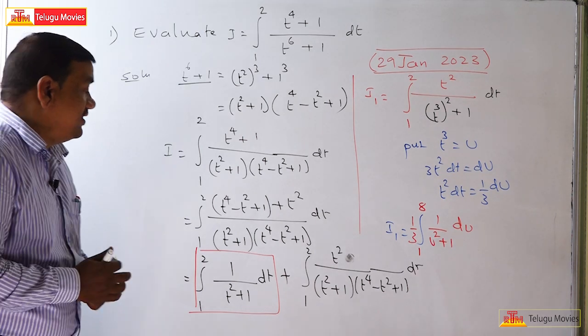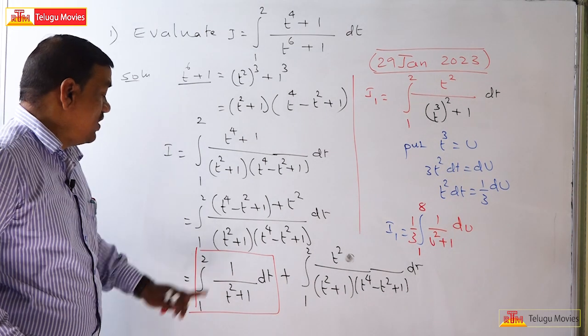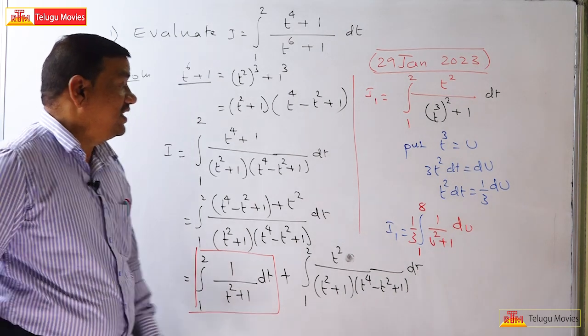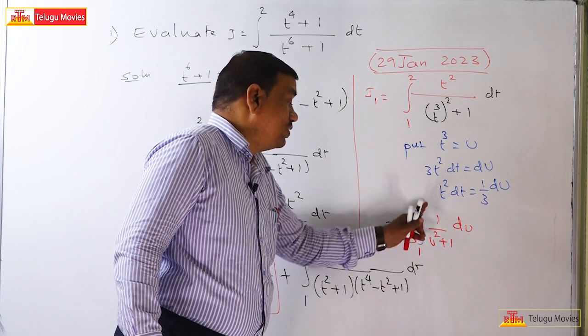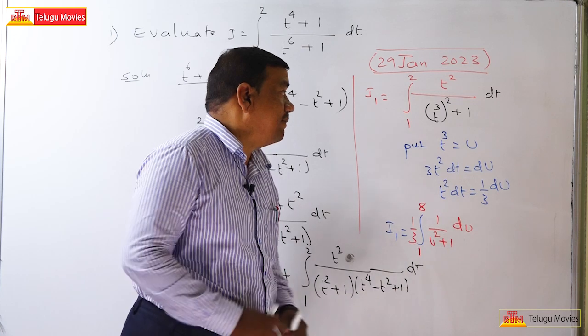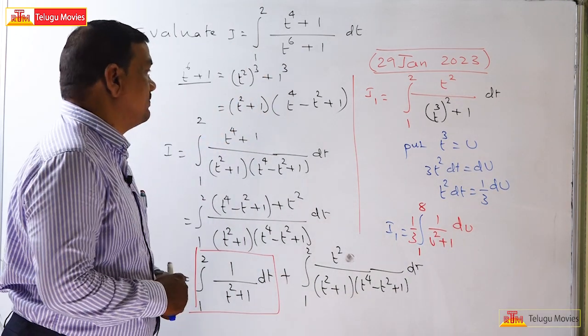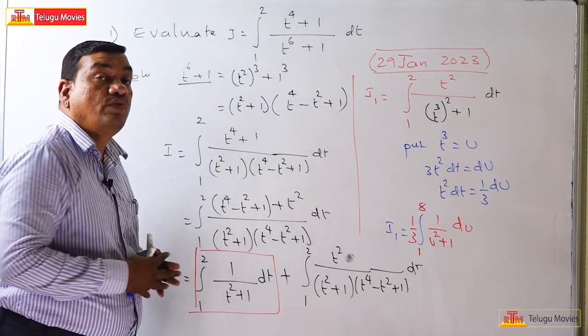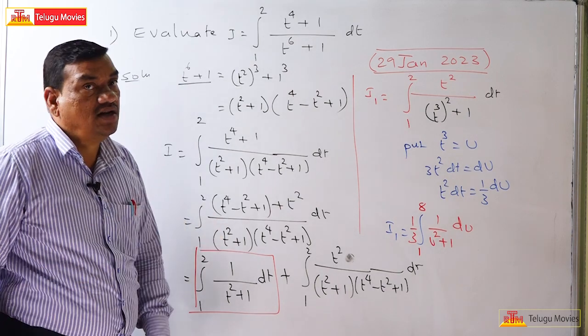Now we will combine these two. So this is the integral 1 to 2, 1 by t square plus 1 dt, and here the integral 1 to 8, 1 by u square plus 1. Okay, now let us combine these two values and we will get the final solution.